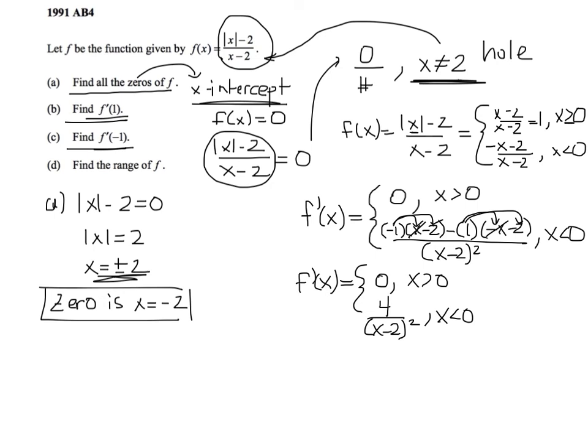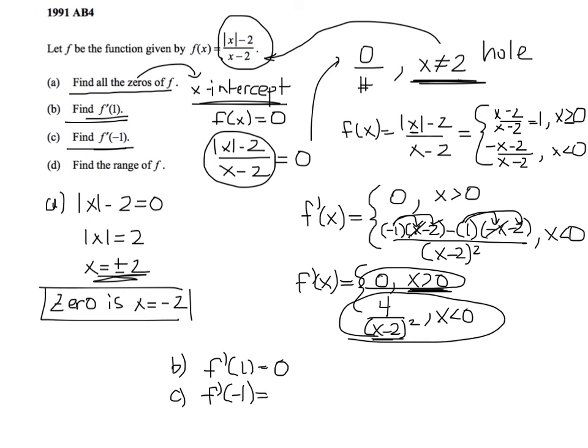Now I can find part B and part C. So f prime of 1 for part B, which piece would I plug in for 1? I'd use the top piece, because that's where 1 is bigger than 0 for my domain. No matter what you plug into the derivative, if you use the top piece, it's always going to equal 0. So f prime of 1 is 0. So there's part B. Part C, f prime of -1. I'm going to use the bottom piece, because -1 is less than 0. -1 minus 2 is -3. -3 squared is 9, so we're going to get 4/9. So there's my derivative.